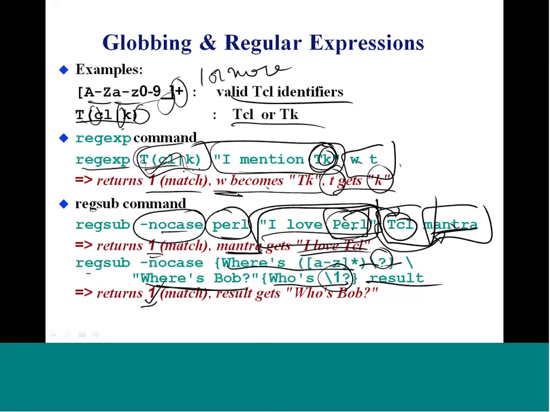Now look at the parentheses here. Whatever is within the parentheses is termed \1. So now the sub spec calls for "Who's" and then replaces \1 with this here, and then that string is assigned to result. So the result gets "Who's Bob". Bob is the one that got matched, and this is the parentheses that is called \1, and that goes here.